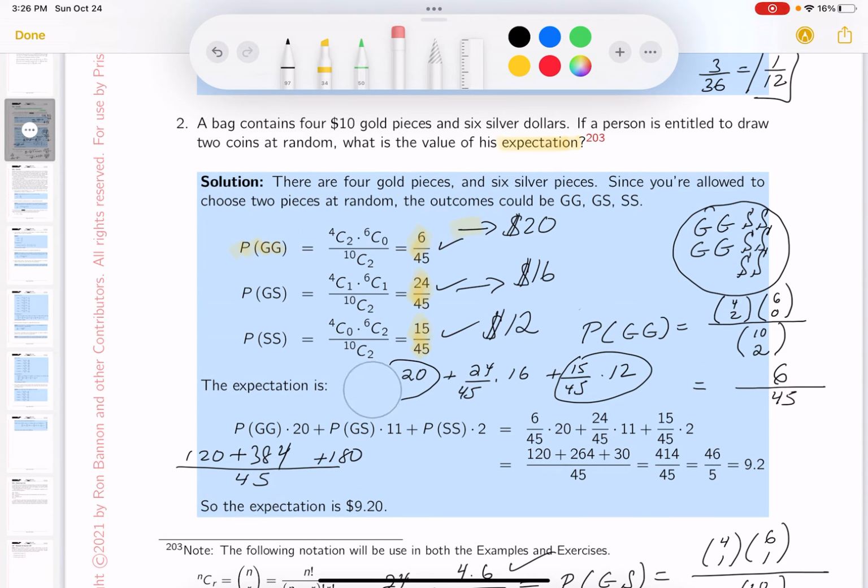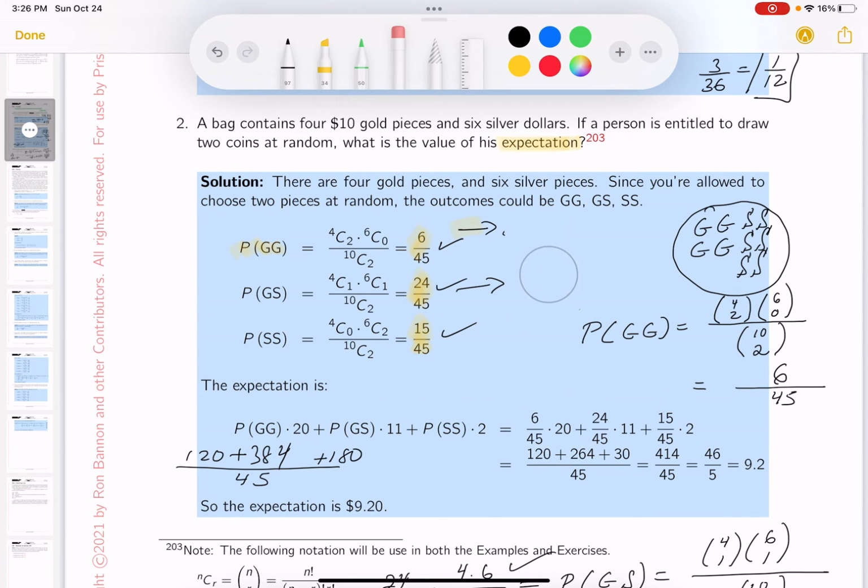I have to erase this over here. This is a mistake. That's not a mistake, but I have to read again, and I apologize for misreading it. This is $20. And the other one is, back then, $10 gold pieces and silver dollars are worth $1 each. This is going to be $11. Sorry about that.